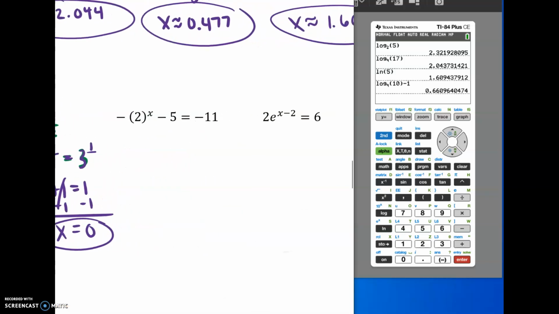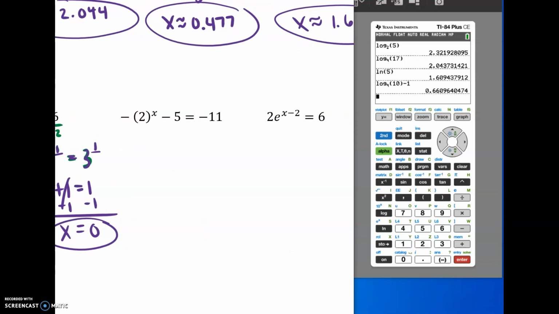All right. So you can see we're getting a little bit more complicated. You've got negative, and then the 2 in parentheses to the x minus 5 equals negative 11. We want this right here by itself so that we can take the log base 2. So you're going to do inverse operations. Here, I'll leave that highlighted so you can see the goal. The first thing I want to do is add 5 to both sides. That gets rid of that minus 5, and you're left with negative 6.